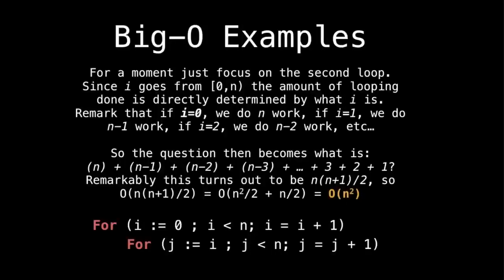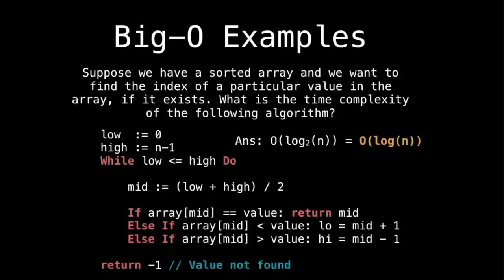So the question then becomes, what is n plus n minus 1 plus n minus 2 plus n minus 3 and so on? Well, this is a well-known identity, and it turns out to be n times n plus 1 divided by 2. So if we wrap this in a big O, we can see that this is big O of n squared.